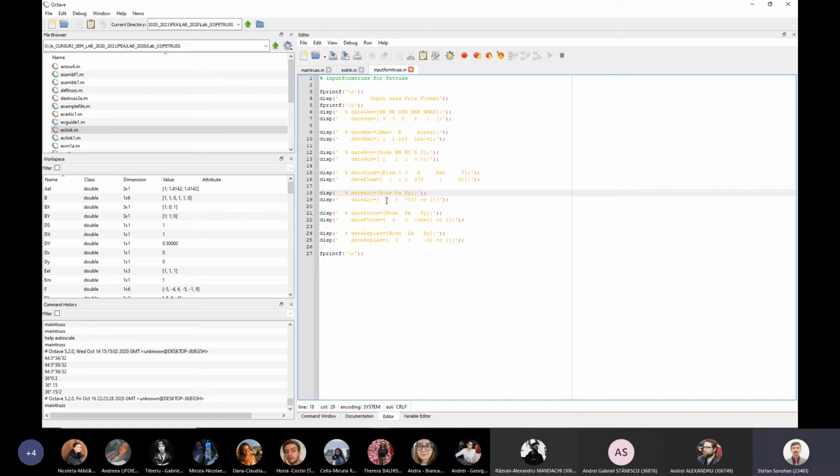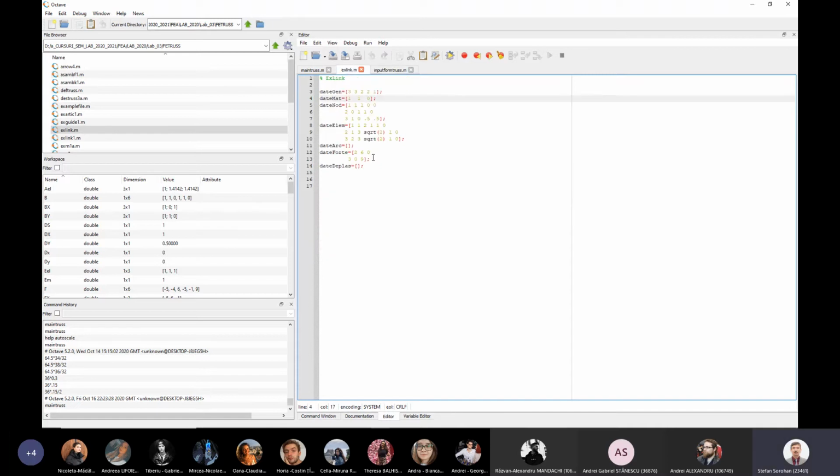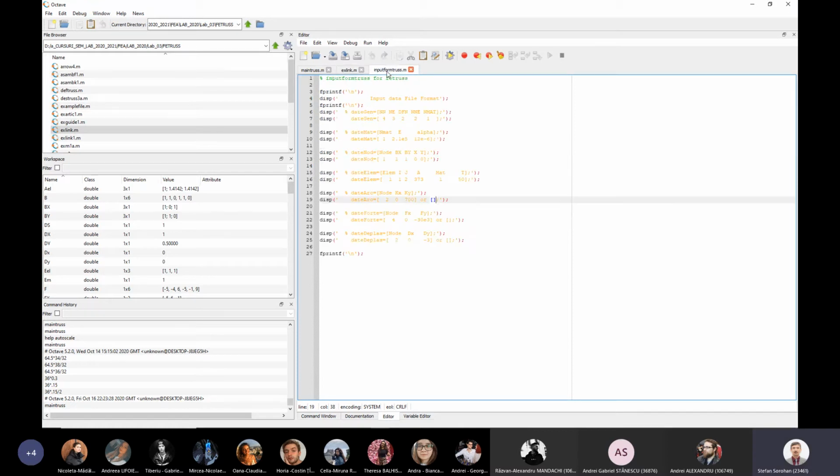If you do not have springs, you just put an empty matrix. Take this one, and remove this one, as is here, for example. Data arc is an empty matrix or empty vector.